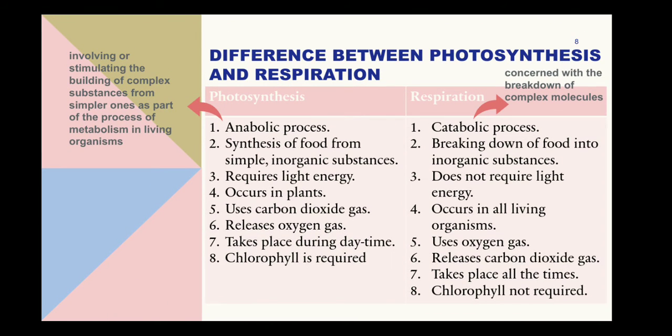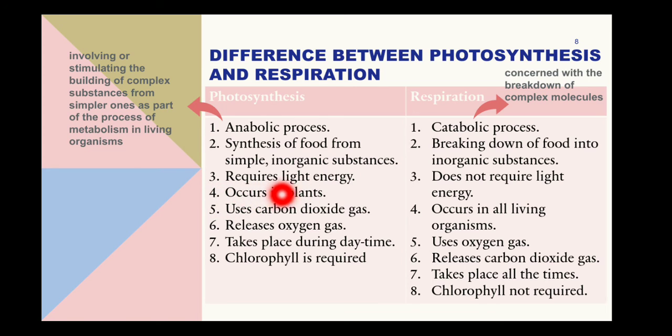In an anabolic process, complex organic molecules are created, whereas in catabolism or in respiration, complex molecules are broken down. Number 2, synthesis of food from simple organic substances. This is what anabolism is. And over here, breaking down of food into inorganic substances. So over here, organic substances are created, and over here, inorganic substances are created.